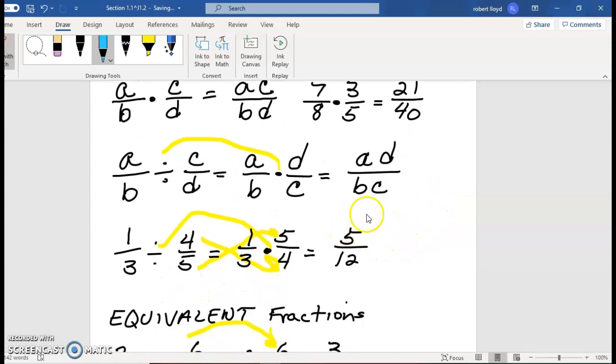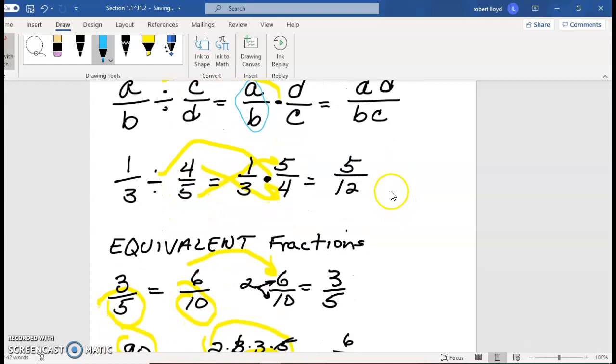Division is a little bit different. A over b divided by c over d. The first fraction remains the same, but the fraction after the division sign becomes inverted. So the division goes to multiplication, and then we just multiply numerators and denominators. So in this case, a times d, ad, b times c, bc.